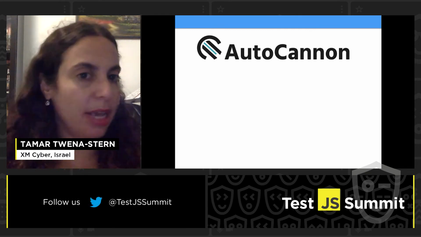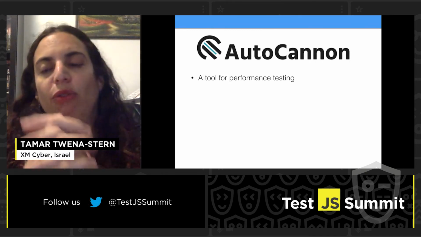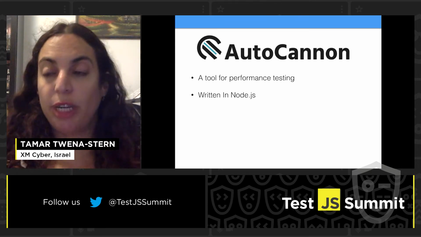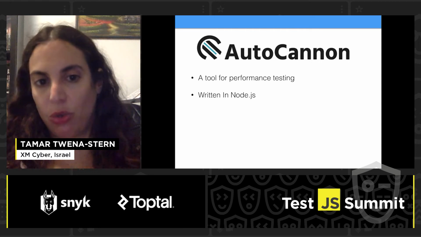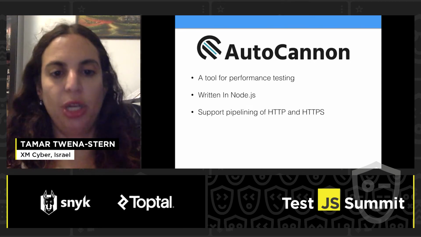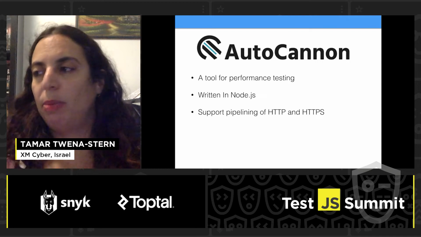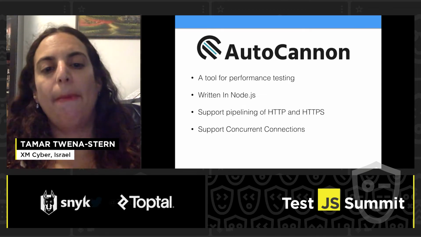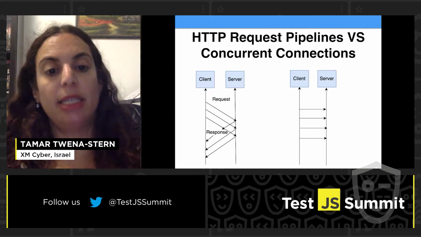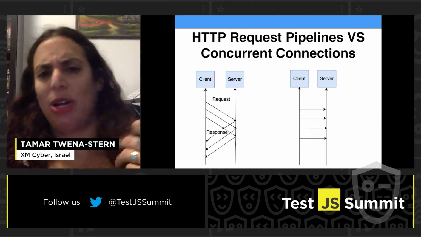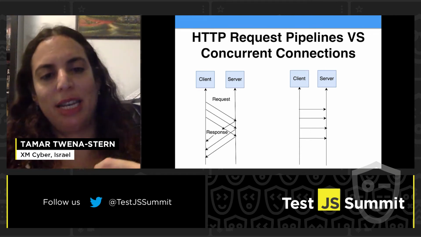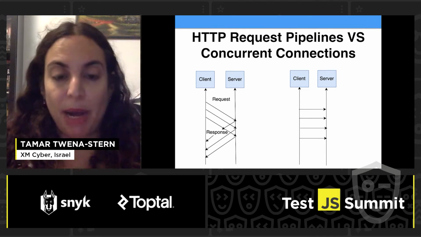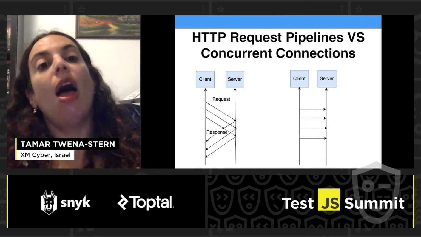So what is Autocannon? Autocannon is a tool for performance testing and a tool for benchmarking. It is written in Node.js, which is really cool. It supports HTTP pipelining, it supports HTTPS, and it supports concurrent connections. I'm talking about HTTP pipelines and concurrent connections. And let's talk about what HTTP pipelines and concurrent connections are and what the difference between them is.